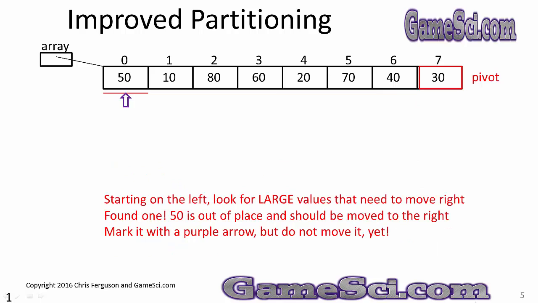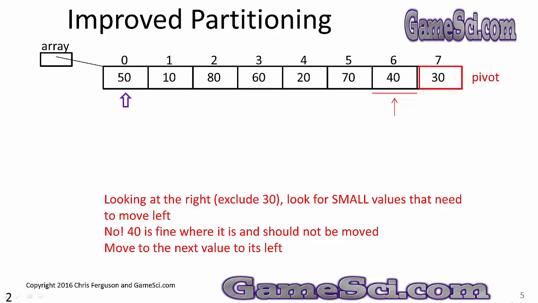Starting on the left, let's look for large numbers that need to move right. We found one. 50 is greater than 30. 50 is out of place and should be moved to the right. Let's mark it with the purple arrow, but don't move it yet. Remember, we do 2-for-1 swaps during partition. We don't move the 50 until we find a number on the other side of the array that needs to swap with 50. Looking at the right, remember we're not looking at 30, we exclude 30.